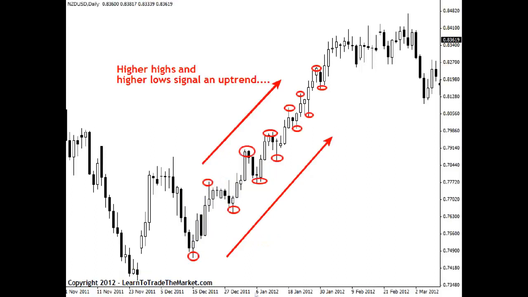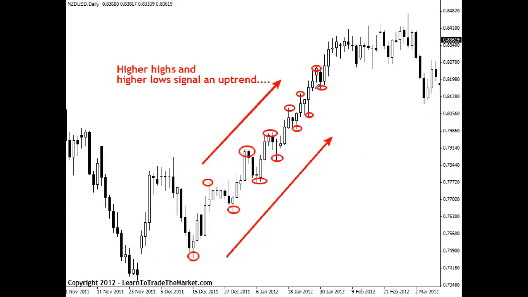So let me erase it. You see that reversal pattern right here? That's basically an uptrend continuation. So even though the market comes back to retest it, it takes off from there. Notice the market keeps making higher highs and higher lows. That's how you know you're still in an uptrend.